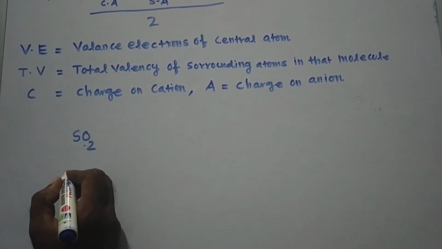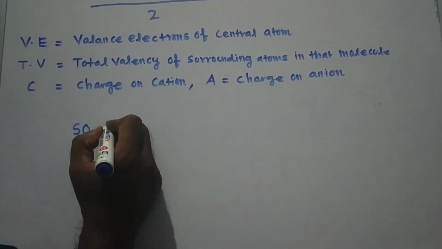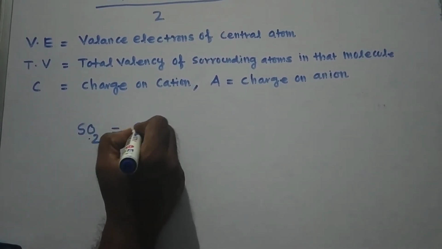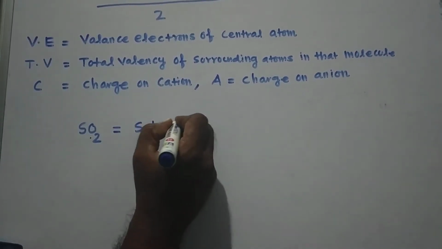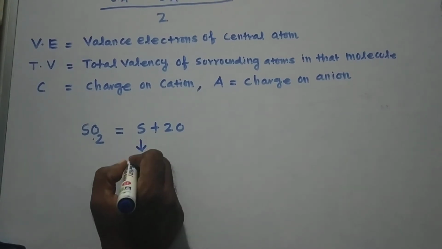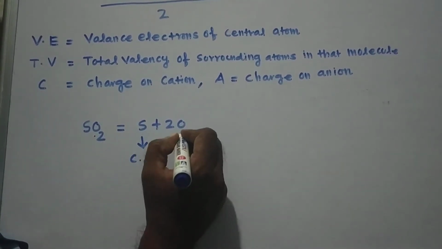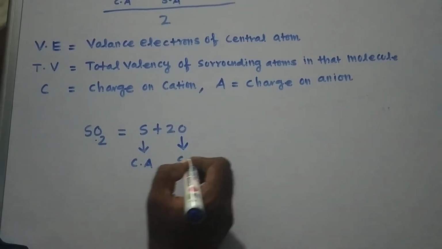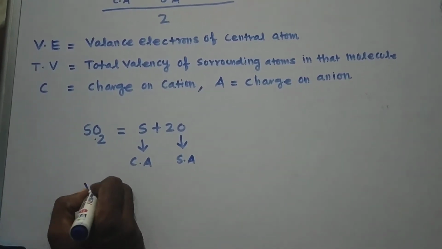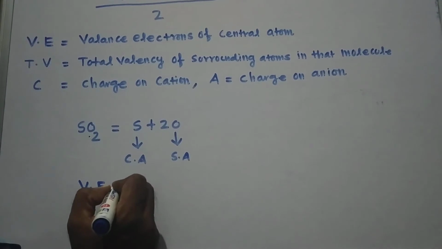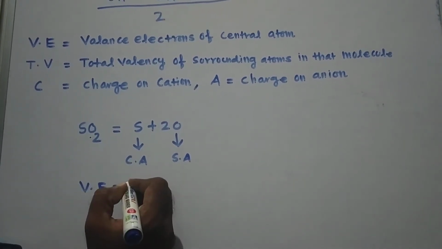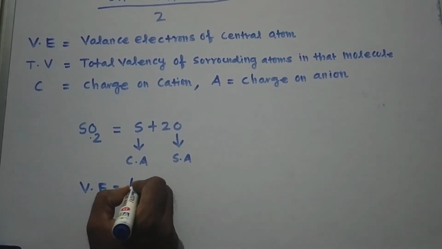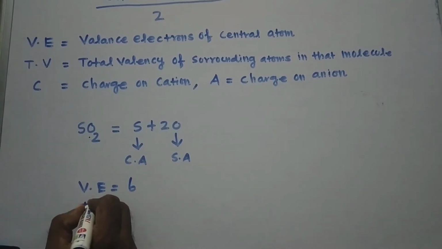Now let us consider SO2. The molecule SO2 can be split up into S plus 2O, where sulfur acts as the central atom and oxygen acts as the surrounding atoms. Now we are going to find out the VE. It's well known that for sulfur the number of valence electrons is equal to 6.